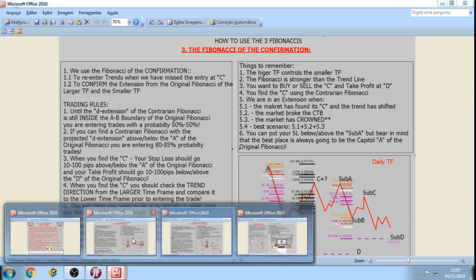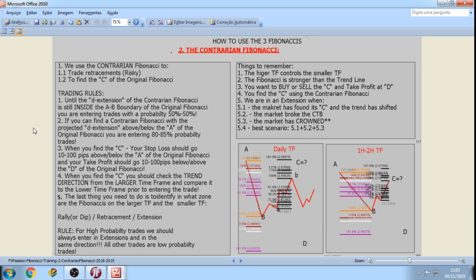Now, second one is the contrarian Fibonacci. We use the contrarian Fibonacci to trade retracements, which is risky, and to find the C of the original Fibonacci. Trading rules: until the D extension of the contrarian Fibonacci is still inside the AB boundary of the original Fibonacci, you are entering trades with a probability 50-50.